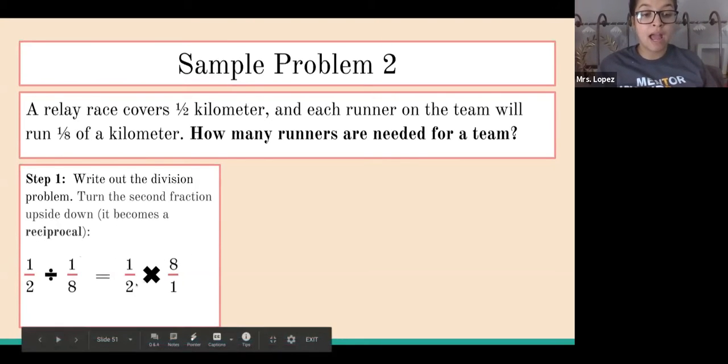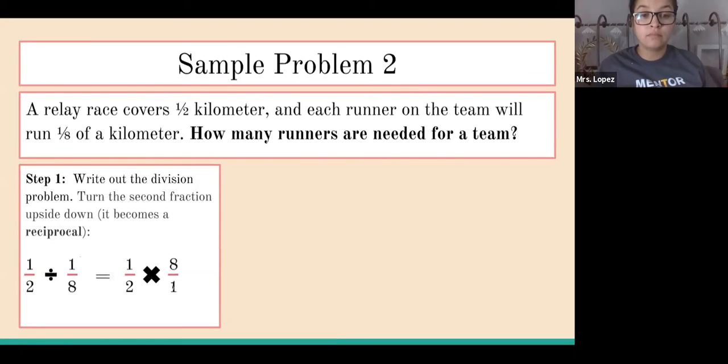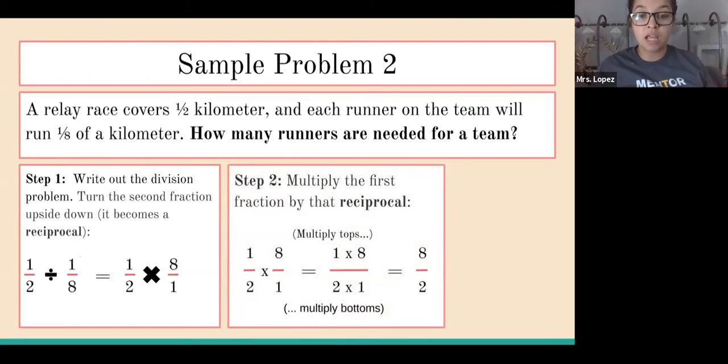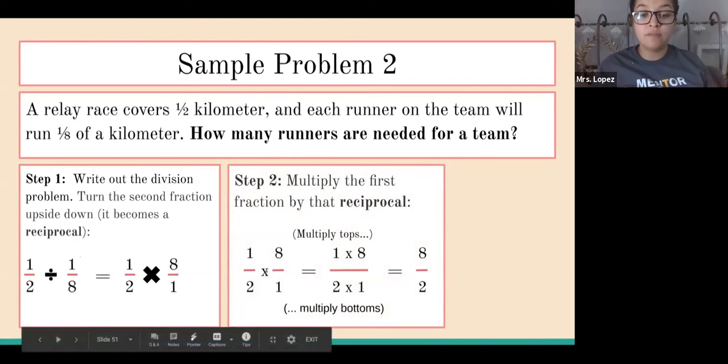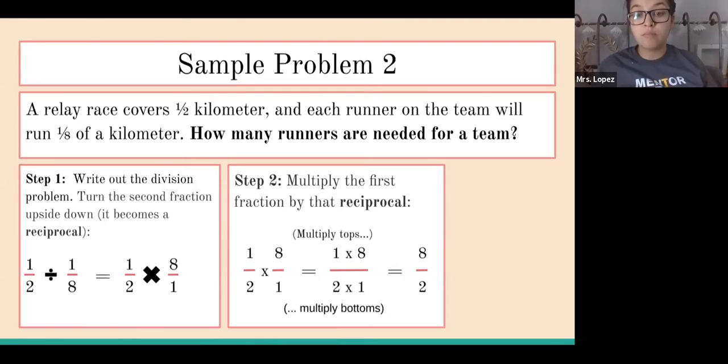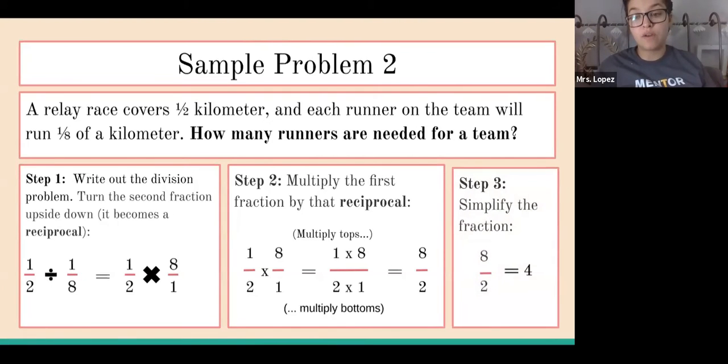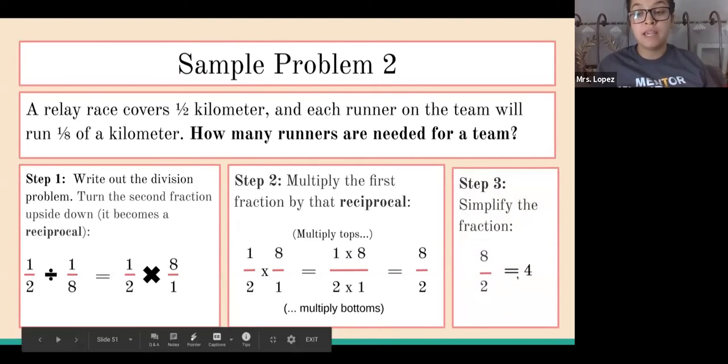So we have 1/2 times 8/1. Your second step should have been multiplying the fractions together. So you multiply the tops and you multiply the bottoms. So you have 1 times 8 in the numerator and 2 times 1 in the denominator. So you have 8 in the numerator and 2 in the denominator. And for your last and final step of your division problem, you need to simplify the fraction. So 8 divided by 2 equals 4, because 2 goes into 8 evenly 4 times.